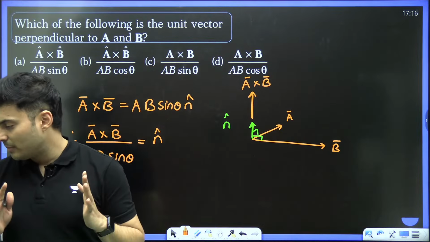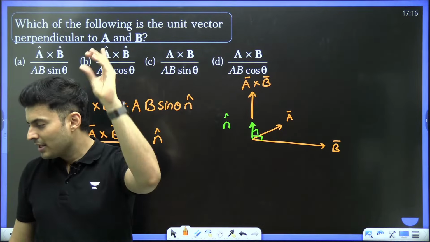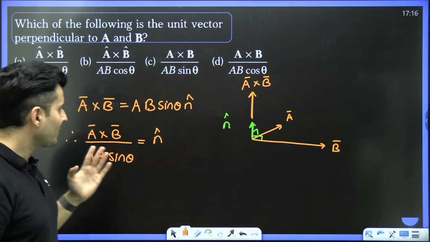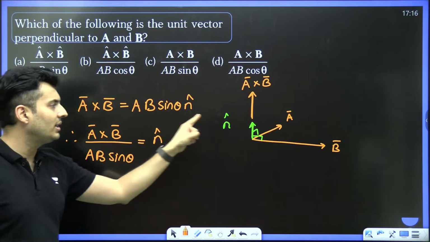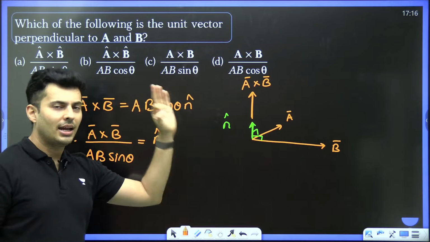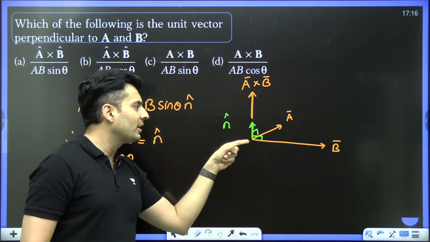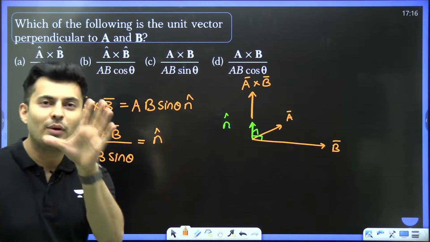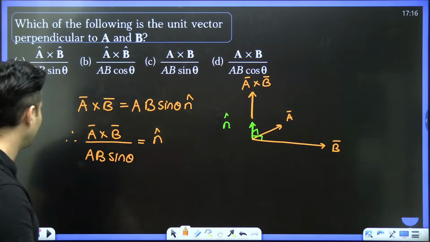Yep, C for Captain America, C for Captain Shreyas. Yes, Jessica, that's the correct answer. Shall we move ahead? Completely based on the definition of cross product and the idea that the unit vector is always perpendicular to both the vectors whose cross product has been taken.